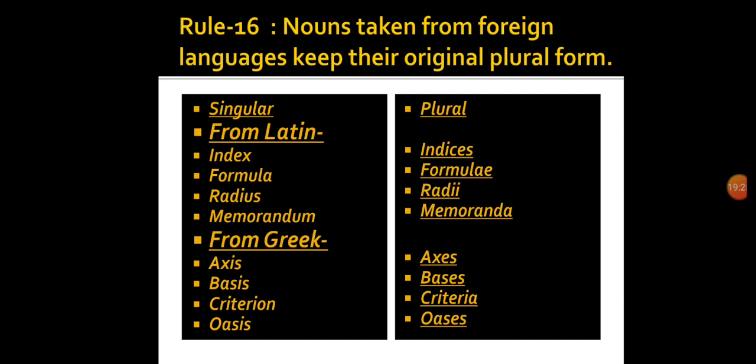The words taken from Greek, see some examples of it. Axis is singular, but its plural is axes. Basis is singular, bases is plural. Criterion is singular, but criteria is plural. Oasis is singular, but oases is plural.